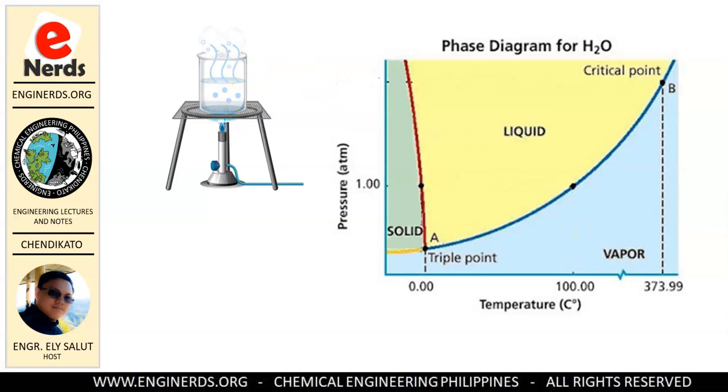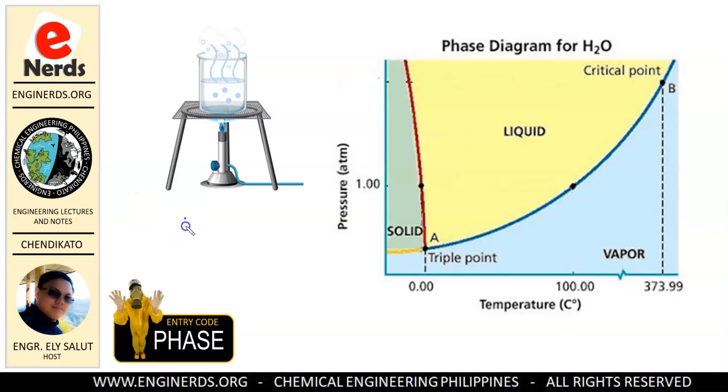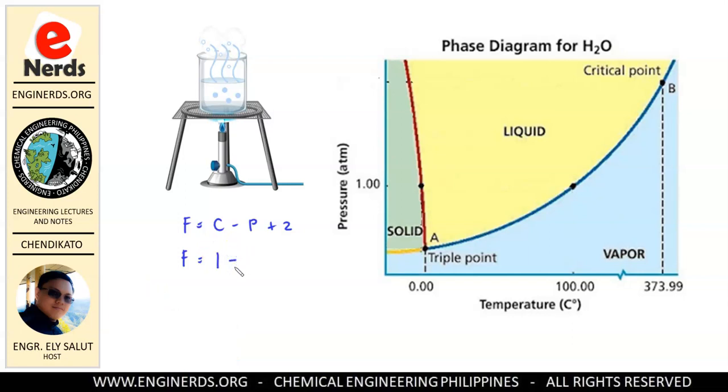So again, let us use our Gibbs phase rule, which is F is equal to C minus P plus 2. So F is equal to our component. Ilang component meron tayo? Still isa pa rin, water pa rin naman yan eh. We have vapor and liquid water, but this is the same component. We have water. 1 minus ilang phases meron tayo. So we have vapor, which is a gas phase, and liquid phase ng water.